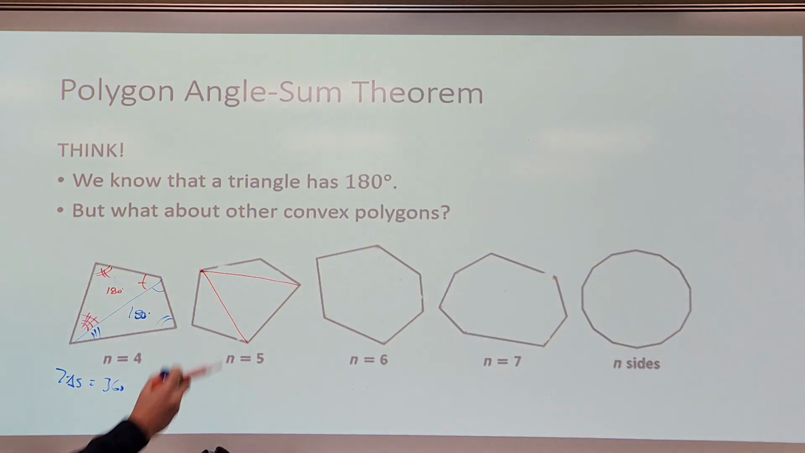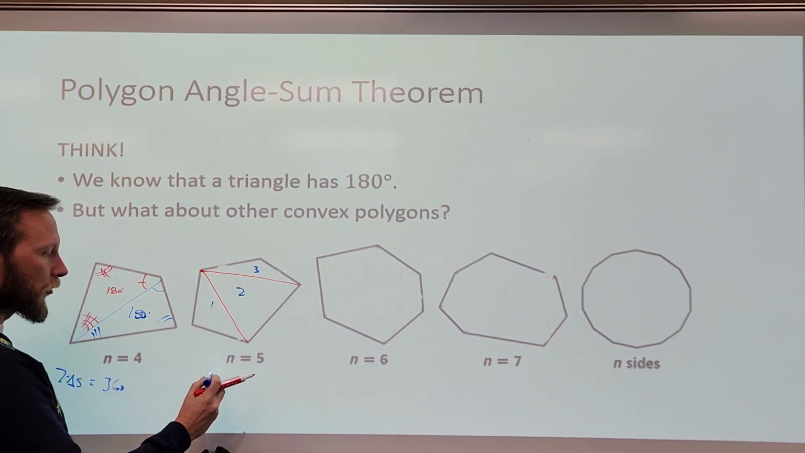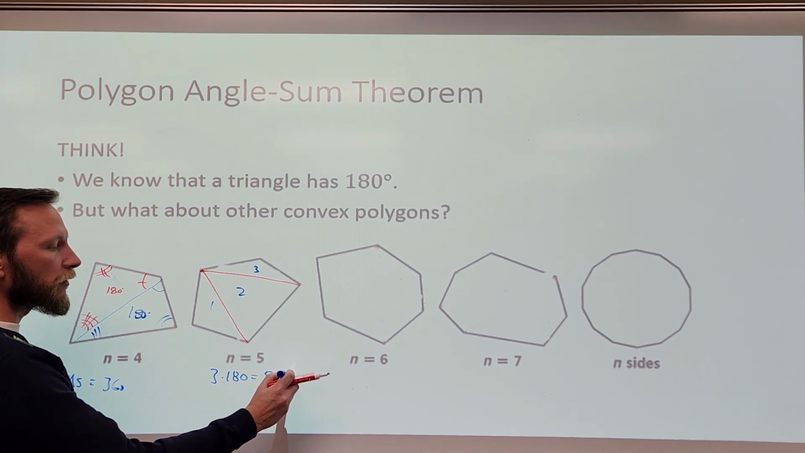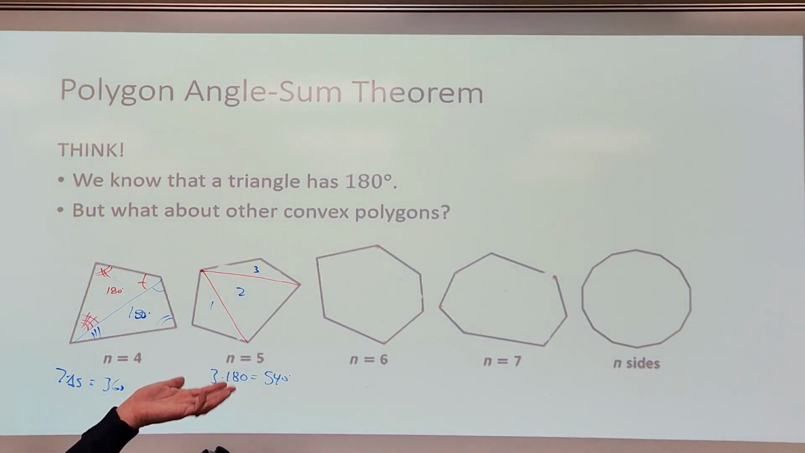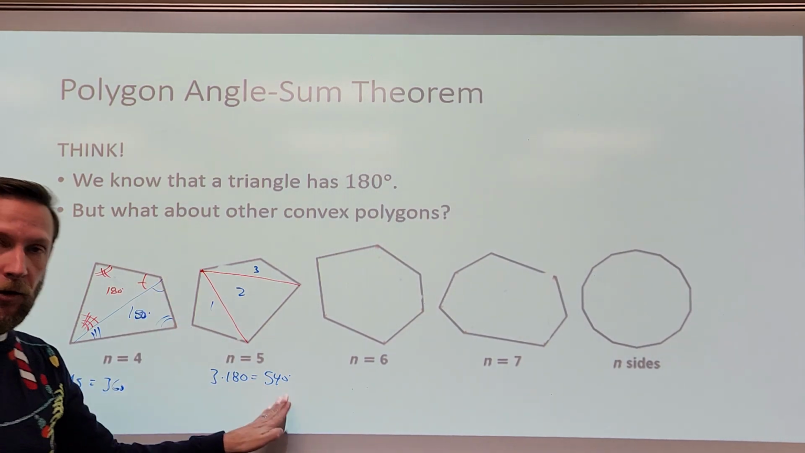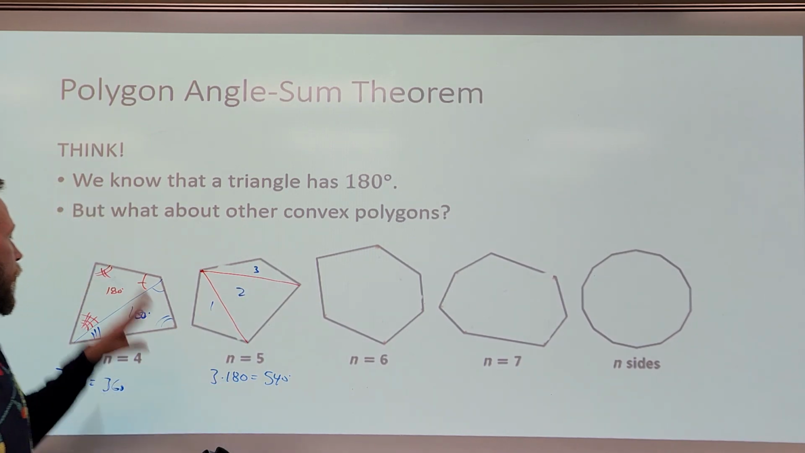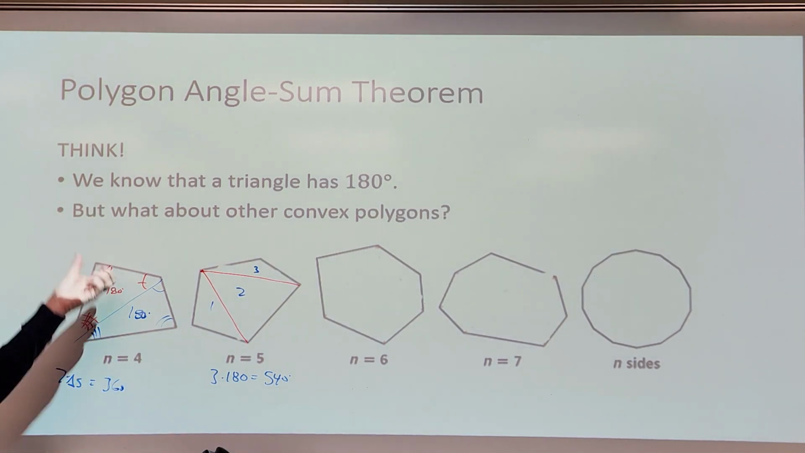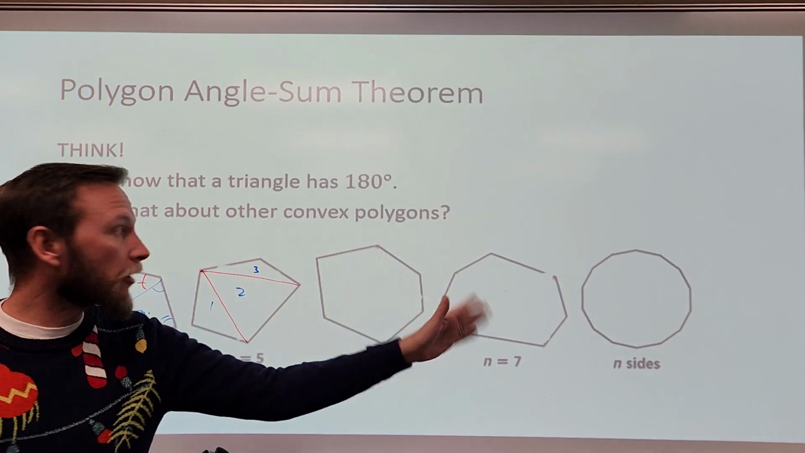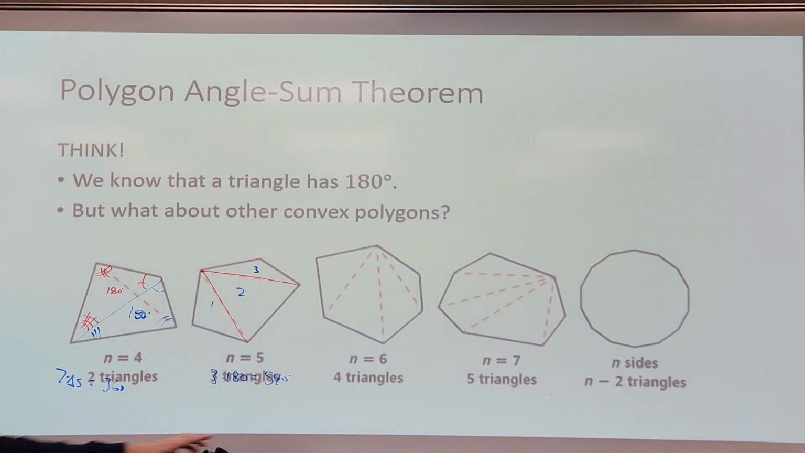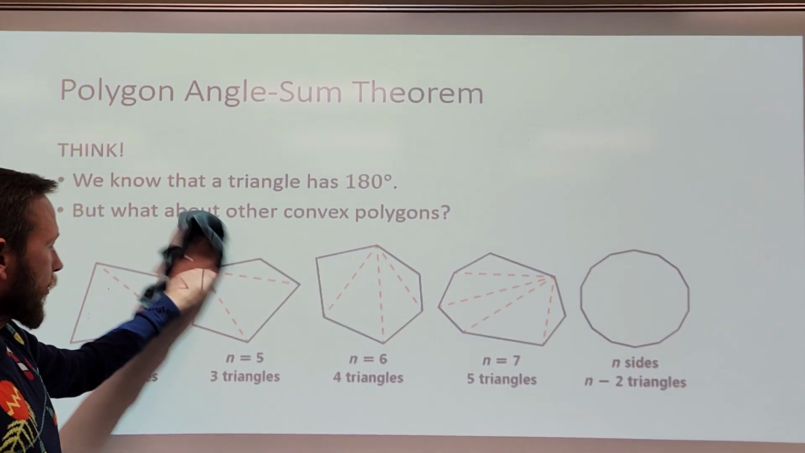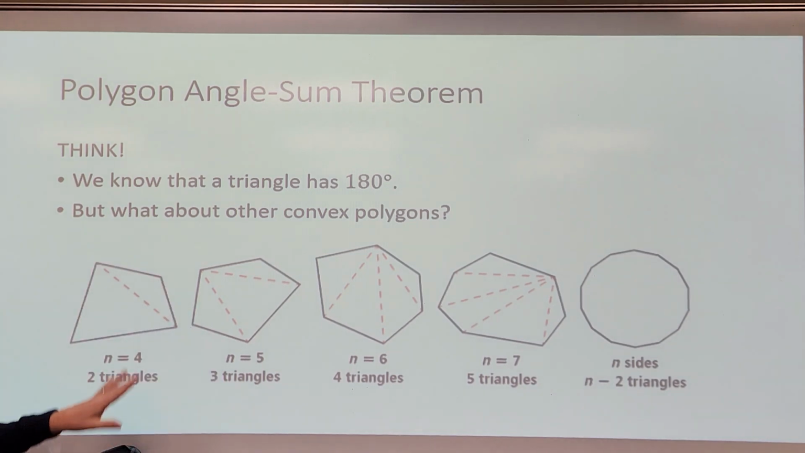How many triangles are there? Well, there's 1, 2, 3 triangles. So we could take 3 times 180, and that would tell me the sum of the measures of the angles in this pentagon. So we know that in every pentagon, the sum of the measures of the angles is 540. It's 3 triangles. The sum of the measures of the angles in every quadrilateral will be 2 triangles, 360 degrees, etc. So what we've determined here is no matter how I draw those diagonals, I will always have this many triangles.